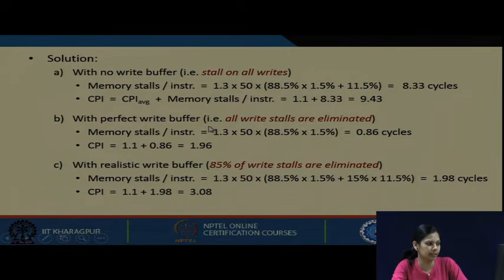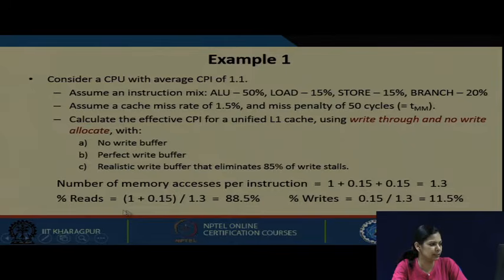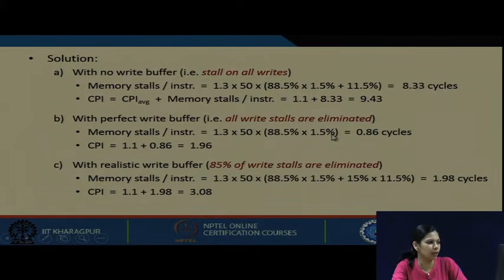In this particular case, all write stalls are eliminated. So, there will be no write stall now. What do we need to calculate? For writing, we need not consider anything. So, it will be 1.3 multiplied by the miss penalty multiplied by the percentage read and the miss rate. We have to multiply these only, and we are not considering anything for the write. In the previous case, we considered this 11.5%, but here we are not considering that. So, this comes to 0.86 cycles.